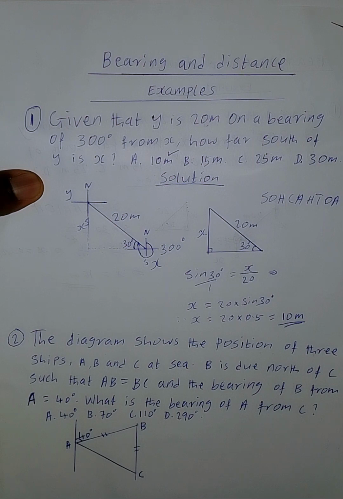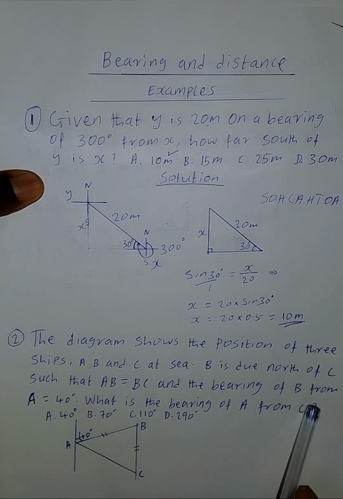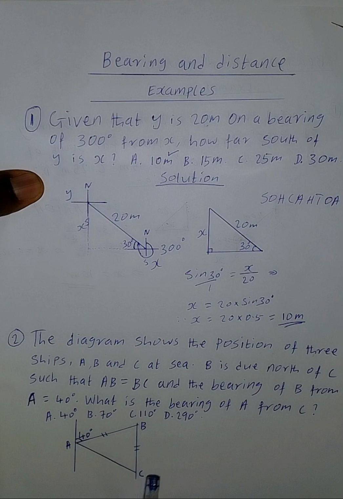Okay, number two. Number two says this diagram shows the position of three ships A, B, and C at sea. B is due north of C. That means B is directly on the north of C, such that AB is equals to BC. This length is equals to this length. And the bearing of B from A is 40 degrees. What is the bearing of A from C?